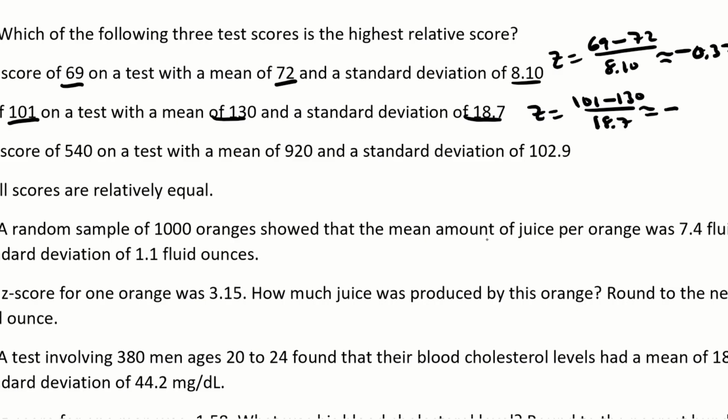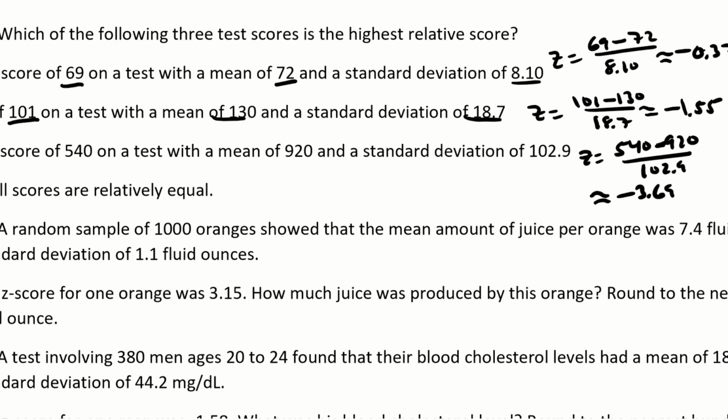And then we get a negative number here as well, negative 1.55. And then lastly, we get 540 minus the mean 920 divided by the standard deviation, which is 102.9. That's going to be about negative 3.69. So they're definitely not all relatively equal, because they're different z-scores. Remember that the highest z-score is the less negative z-score.